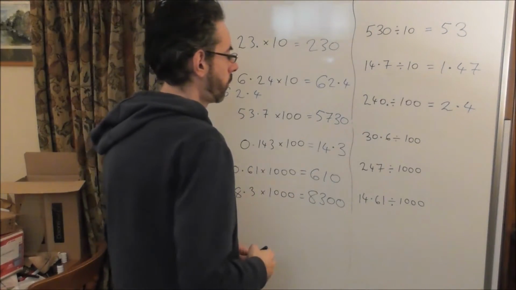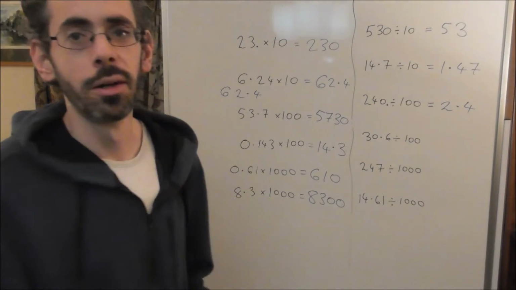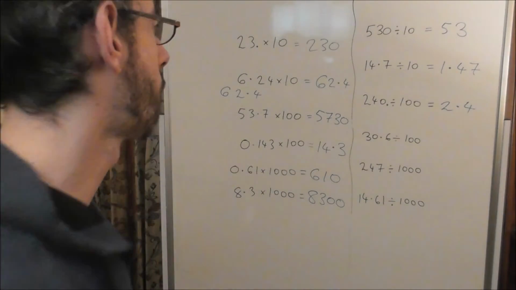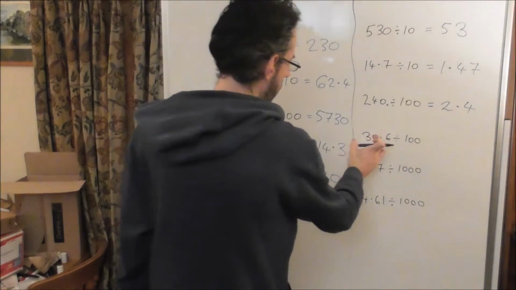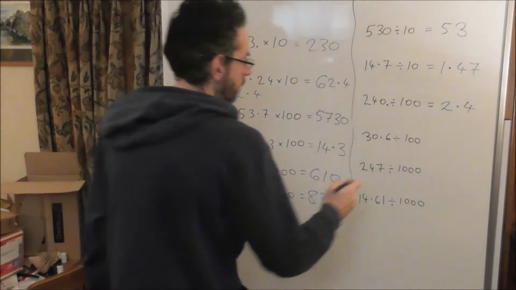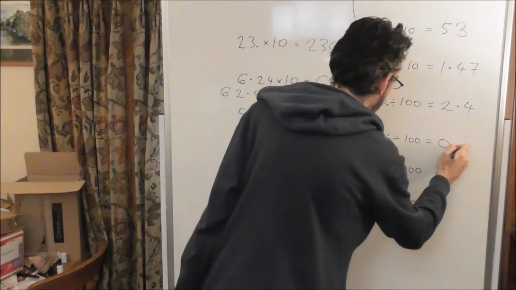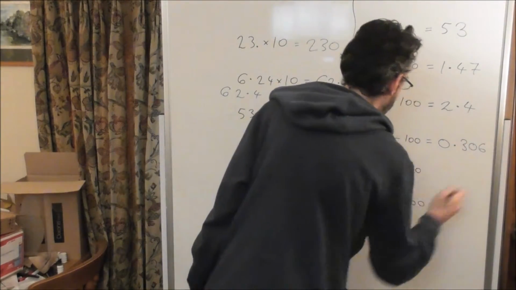30.6 divided by 100. Well, again, the digits are going to move 2 places to the right. So the 3 and the 0 are both going to move past the decimal point. So the answer is going to be 0.306.